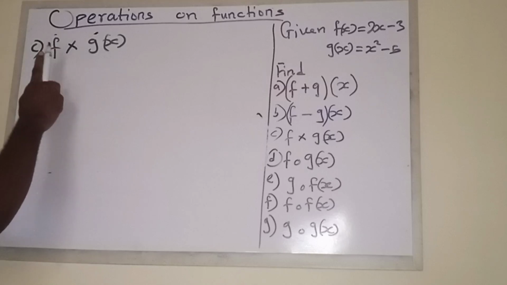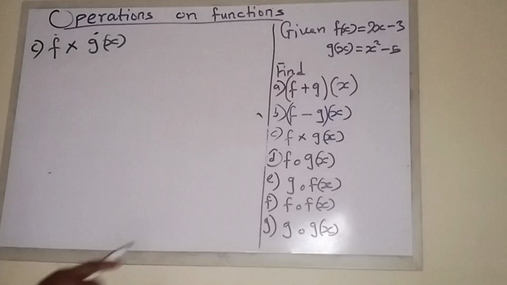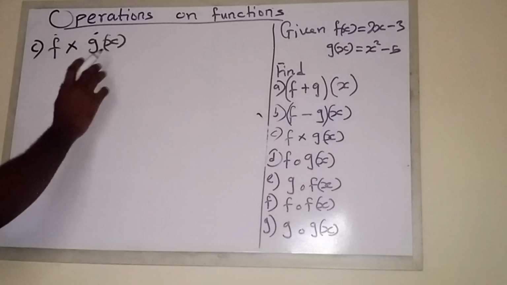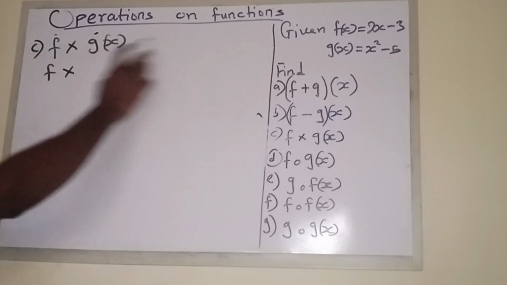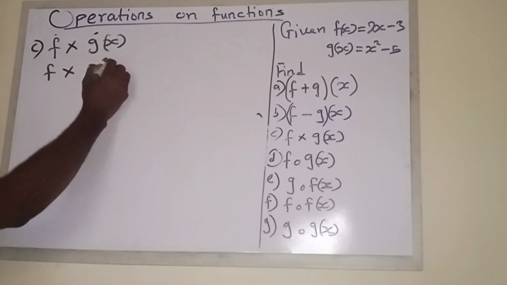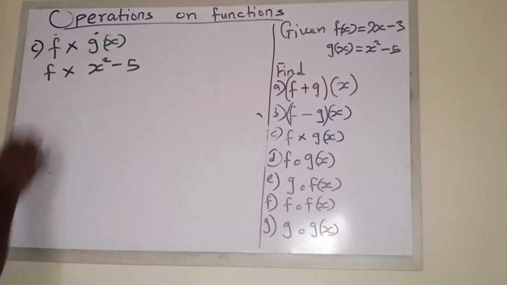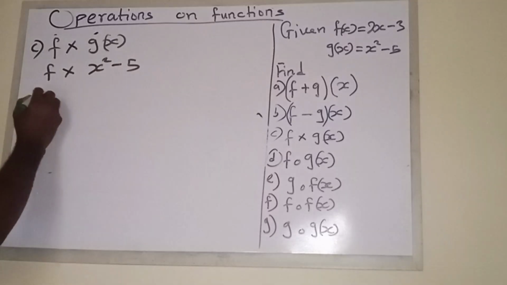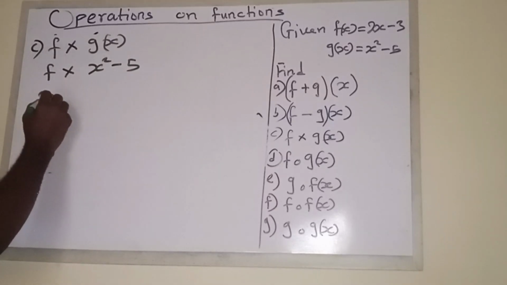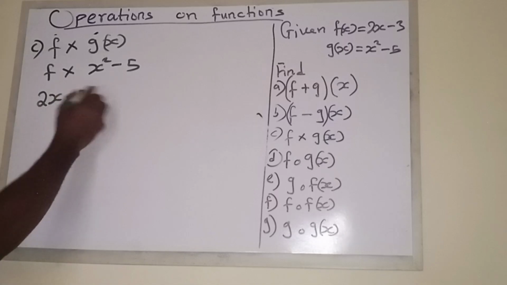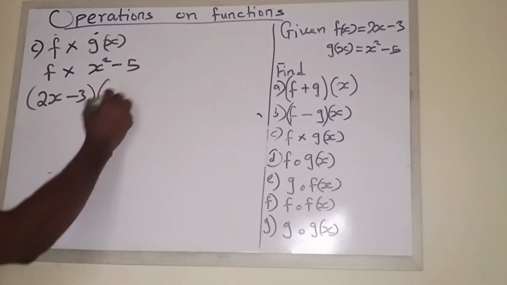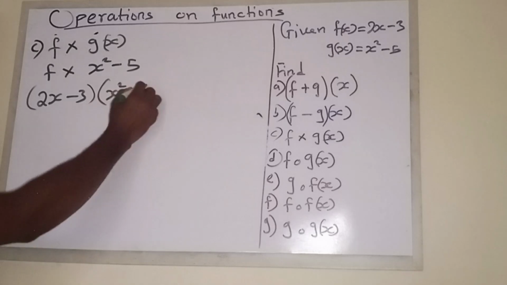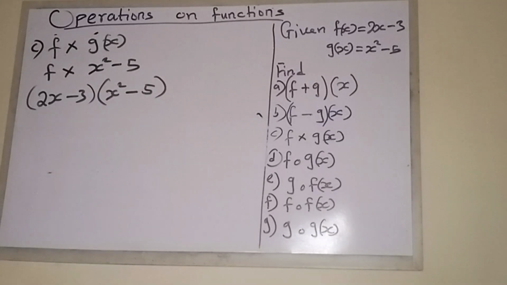The multiplication of functions is not the same as the composite. It's not the same. So what we're going to have here is our f multiplied by g of x. We have g of x to be x squared minus 5. So what is our f? Our f there is 2x minus 3. So 2x minus 3 into brackets x squared minus 5.